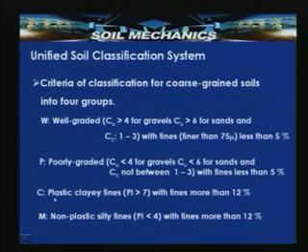And C is plastic clayey fines, where the plasticity index is greater than 7 with fines more than 12%, then it is called C. And M is non-plastic silty fines with plasticity index less than 4 with fines more than 12%. So, if you look into this, there are predominantly 4 groups: W, P, C and M.